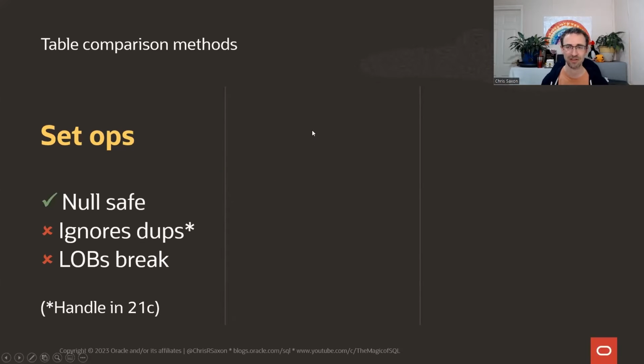As we started off with, we can use set operations to compare them. Actually, there's a few ways you can write that. There's other ways you can do the comparison as well, but I did table 1 minus table 2, the reverse, and union them together. That is null safe, so if there are nulls in any of the columns, it will work, but it does ignore duplicates by default. We can fix that with minus all in 21c, and if there are any lob columns, they will break it. You need special handling for those.